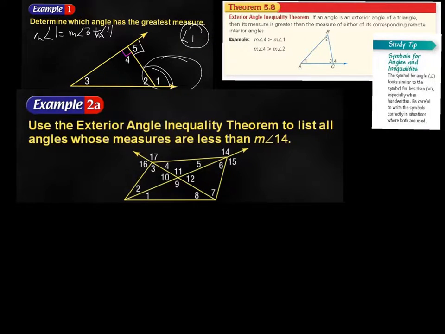For example 2a, we need to pay attention to the directions. They say, use the exterior angle inequality theorem to list all angles whose measures are less than angle 14. So I'm looking for exterior angles. Okay, 14 is an exterior angle, so the remote interior angles to 14 that I can see in that little triangle are 4 and 11.